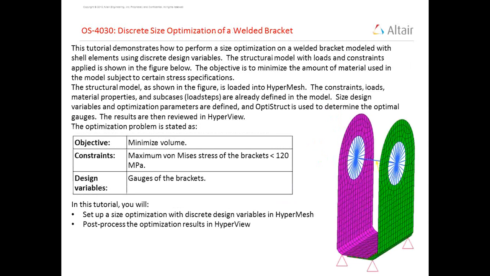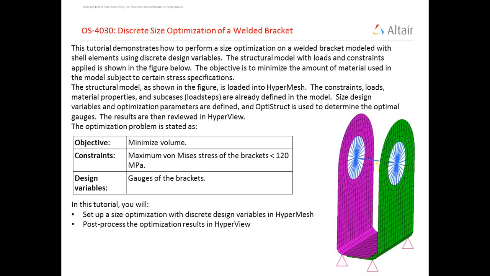and move to the next tutorial, in which I am going to discuss the discrete size optimization of a welded bracket. This tutorial demonstrates how to perform a size optimization on a welded bracket modeled with shell elements using discrete design variables, that is the DDVAL card. So the structural model with loads and constraints applied is shown in the figure below. The objective is to minimize the amount of material used in the model subject to certain stress specifications.